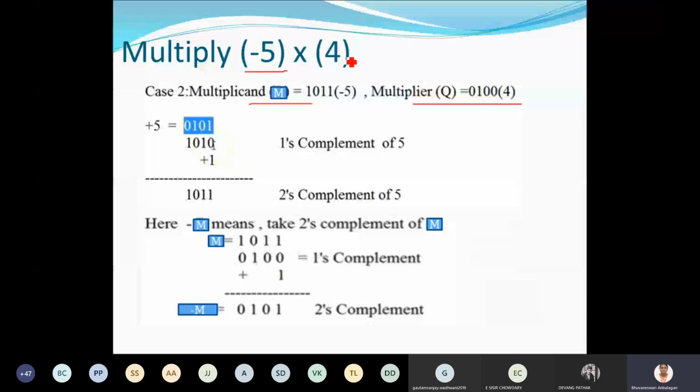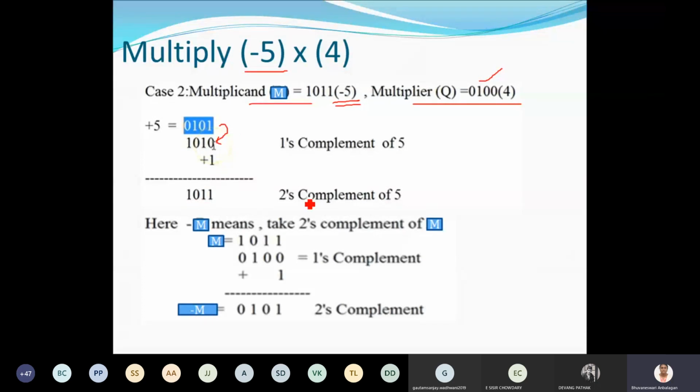Since it is positive, its binary number is going to be as it is. Normally you are going to take it as 0, 1, 0, 0. This is going to be the binary equivalent of 4. But we have the problem here, which is minus 5. So how will you represent minus 5? First, you take 5. What is the binary equivalent of 5? 0, 1, 0, 1. You take the 1's complement of it and add 1.